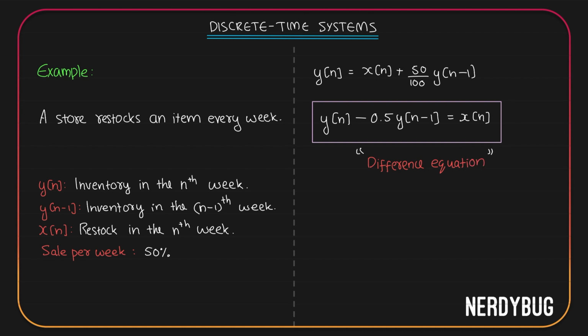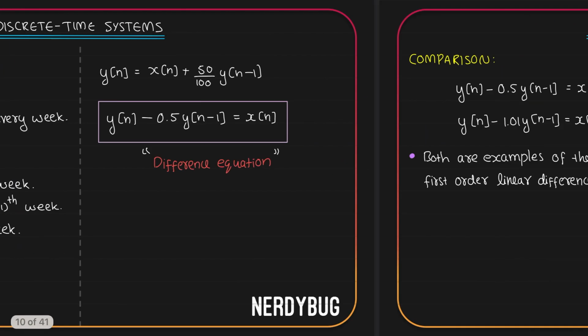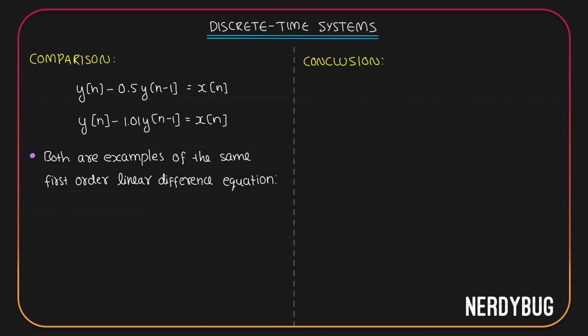So this is also a difference equation that gives us the relationship between the input and the output. Let's compare the two equations we got in the two examples. We can see that both are examples of the same first order linear difference equation.